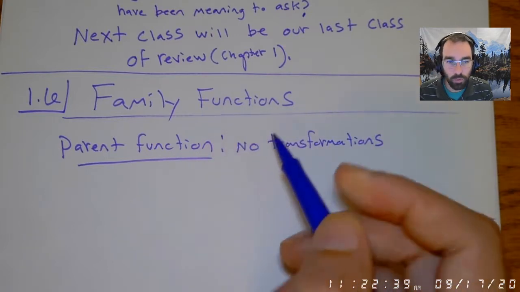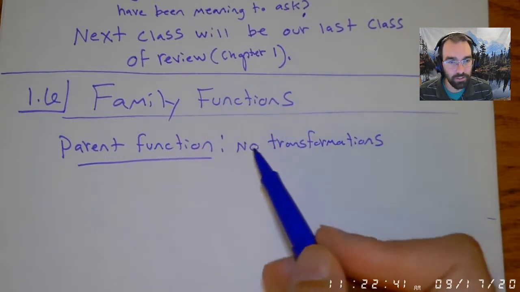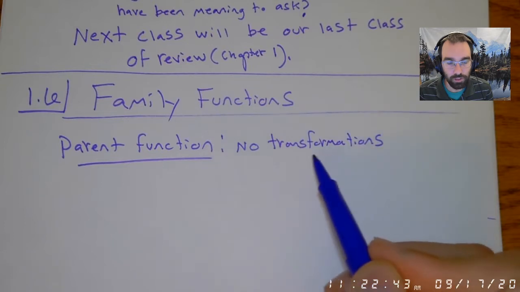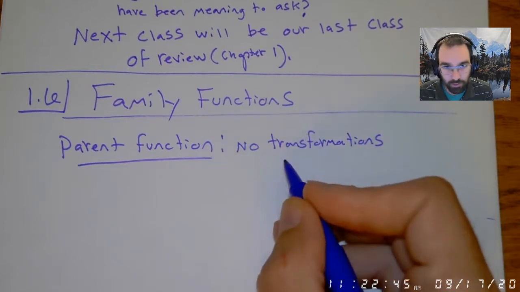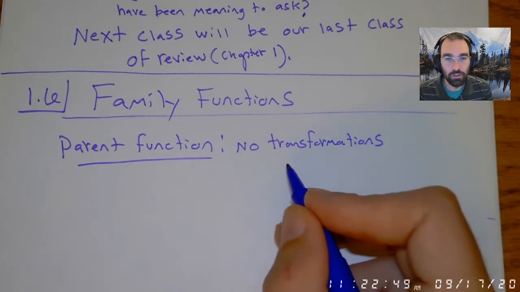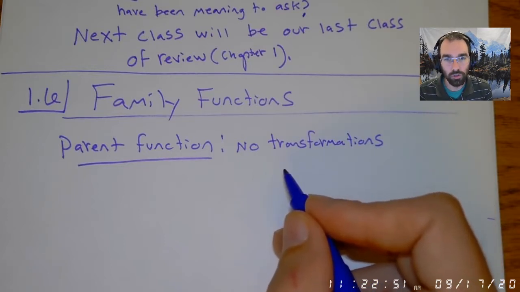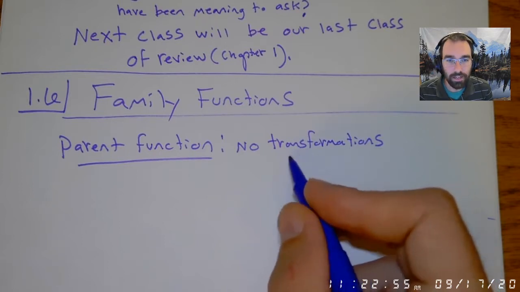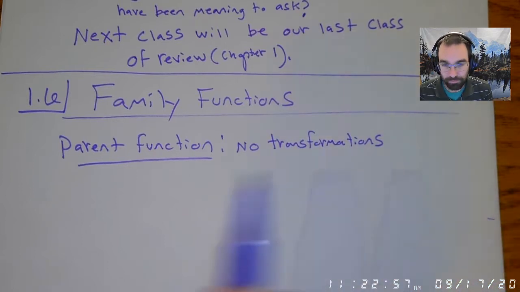So that's what a parent function is. It's just a family function with no transformations. Remember, transformations, and we're going to go over this in 1.7, are your translations, your reflections, your dilations, and that. So no transformations, okay?